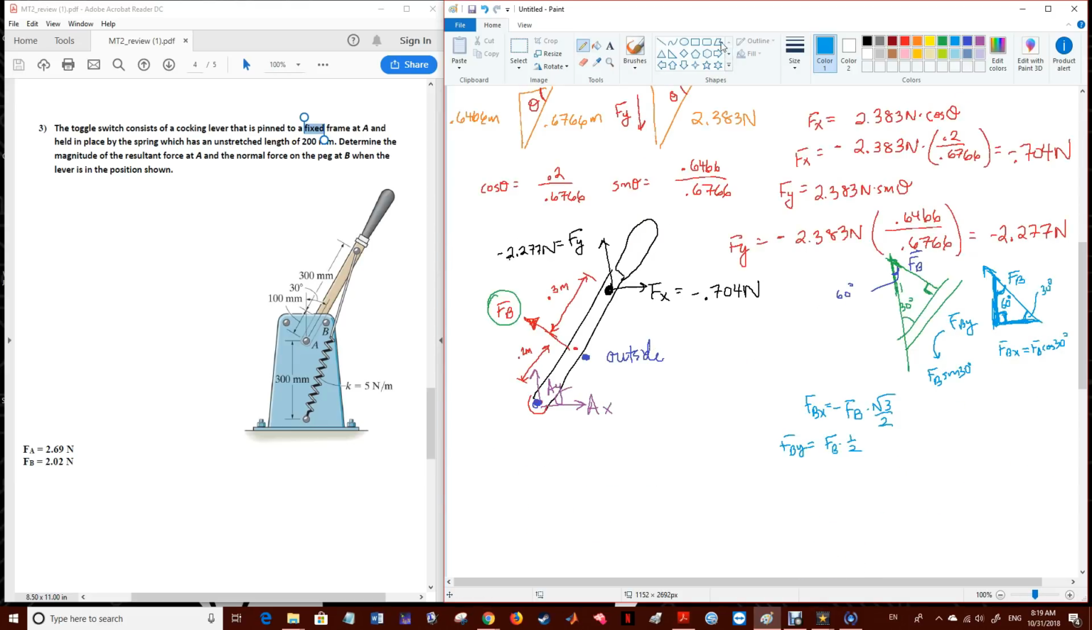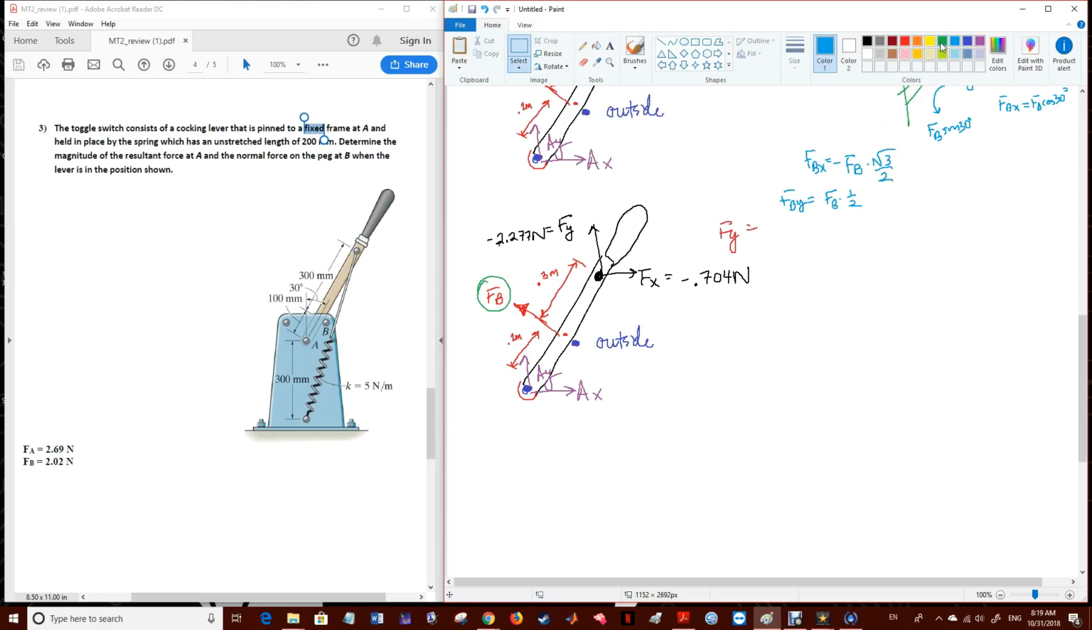So therefore, numerically what I found is that this FB I can now rewrite as having x and y components.